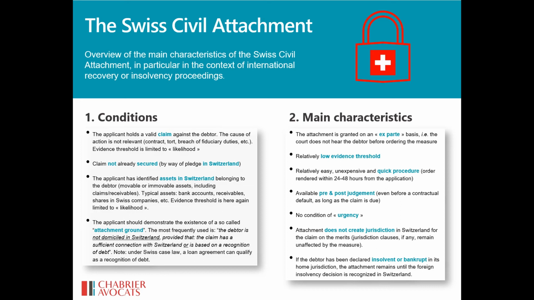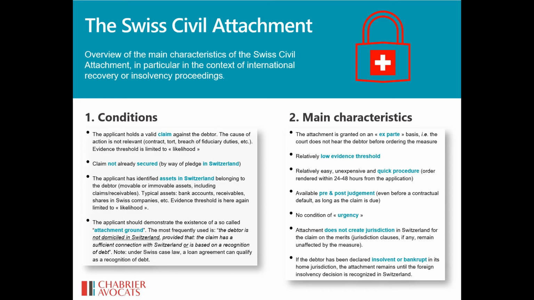Now, just coming quickly to the conditions of the Swiss civil attachment. Well, as I said, obviously you need to have a claim as a creditor, so you need to show to the court that it's likely that your claim is valid and that it's due. So these are really the two main conditions that apply with respect to the claim. The cause of action can be of any type. It could be contract, tort, breach of fiduciary duties, or anything else. As I said before, the evidence threshold is limited to likelihood. So you don't need to come up with strict evidence. It can be any type of evidence available under Swiss law, but again, limited to likelihood. So the threshold is quite low, actually.